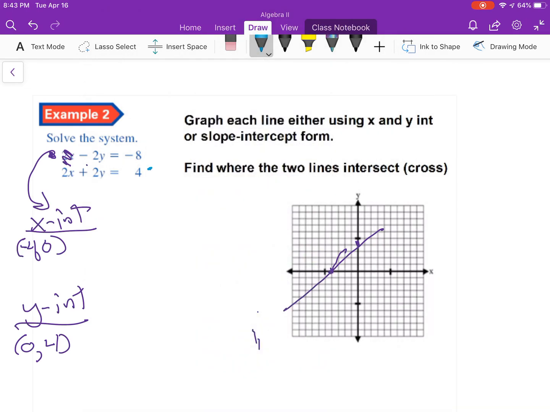Okay, here I'll do the second one in blue. Same thing, it's in standard form. So to find the x-intercept, 0 in for y, so that goes away. So 2x equals 4, divide by 2, and I get 2.